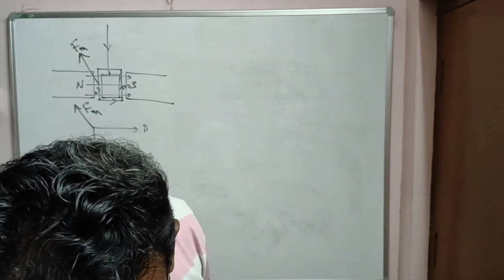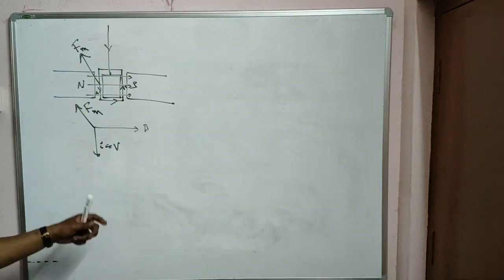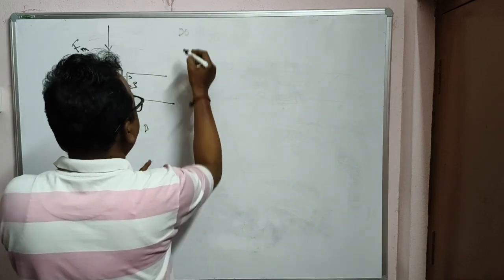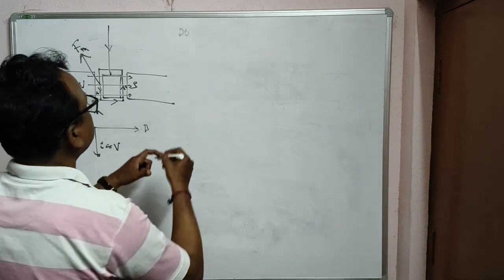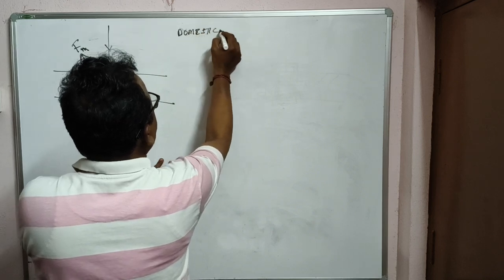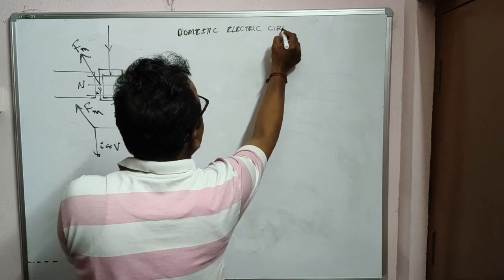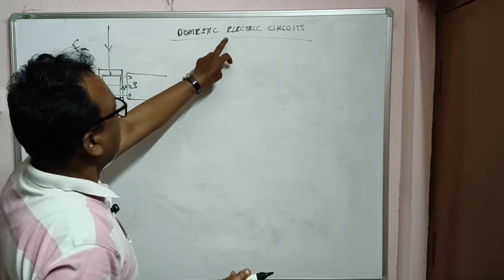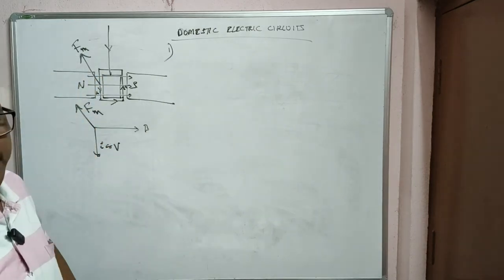Now the last one to end this chapter, that is domestic electric circuits. Please copy it. Domestic electric circuits. After this we will discuss the questions regarding examinations. As I told you, this chapter is a theoretical chapter, no numericals in this one. Here we have to discuss some important points in domestic, that means household.